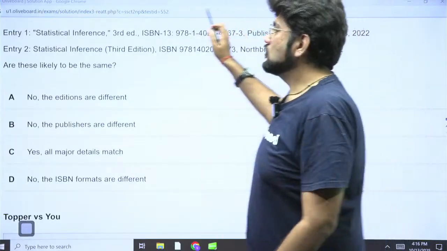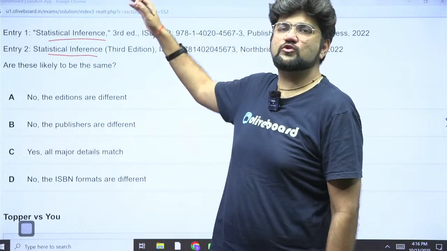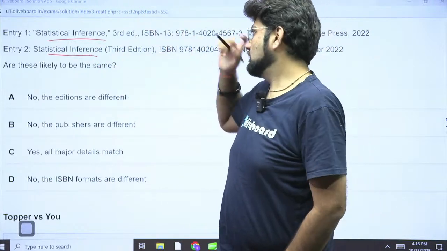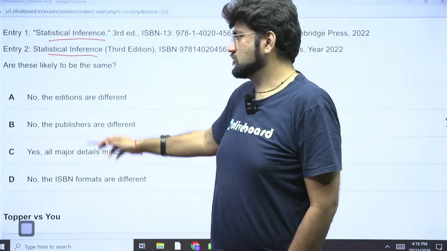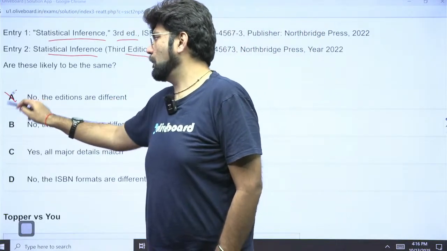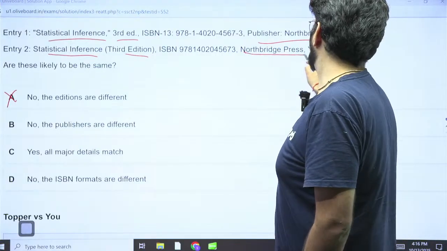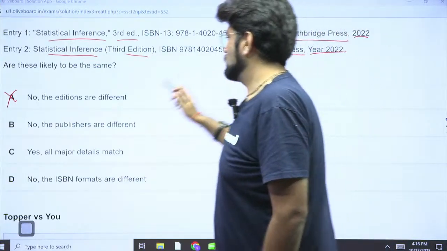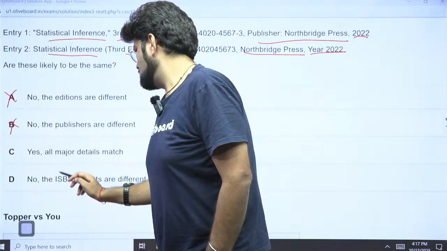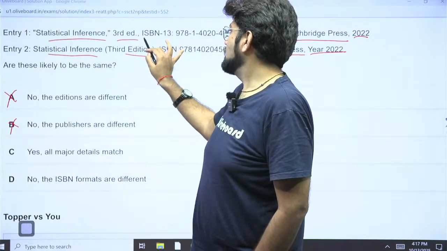So in here, you will read, okay, statistical inference. Always what you can do is parallel reading. That will help you go faster. Or check what the options are. So third edition, check. Are the editions different? No. Are the publishers different? Publisher, Northbridge Press, 2022, 2022. No, this is also not different. Are major details matching or are ISBN formats different? Now, after reading this, we'll go to the ISBN format.